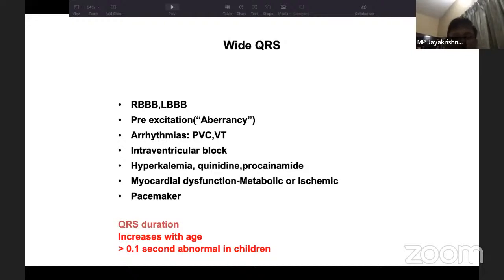As I already mentioned, QRS duration actually increases with age. More than 0.1 second is definitely abnormal in children. For practical purposes, you just look at the ECG and see if it is more than 2 divisions wide, which means it's more than 0.08 seconds. More than 0.08 seconds, you generally take it as wide QRS complex.